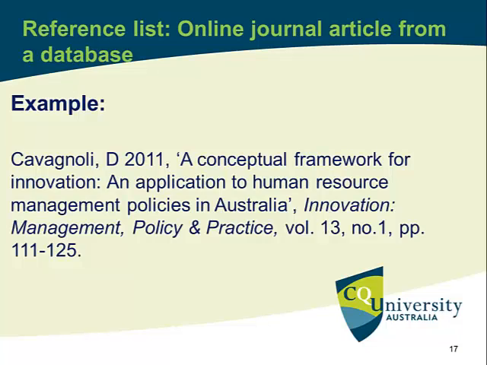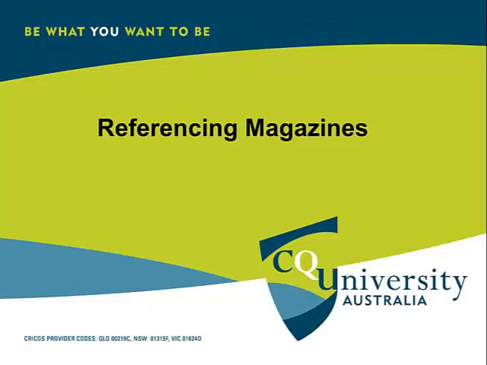If your journal article doesn't have a volume number, if it doesn't have an issue number, you probably need to get online, look up the journal, look up Innovation Management Policy and Practice, find volume 13, and find out what issue number it is. Not all journals have issue numbers, but it's better to find out if it has one, as it's much more thorough referencing and shows that you're going to the nth degree to produce good academic work.